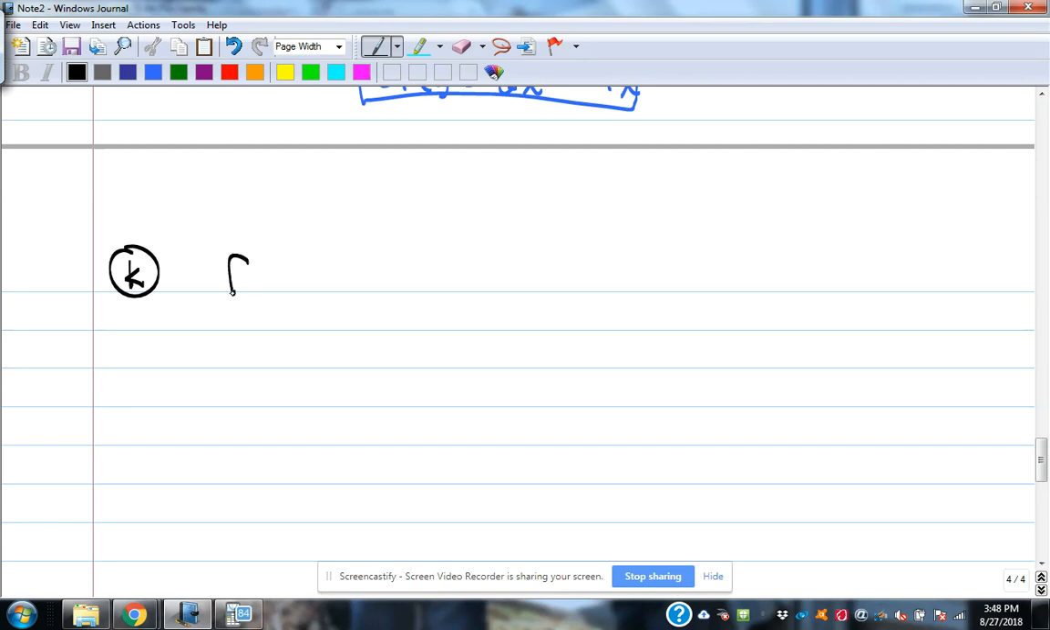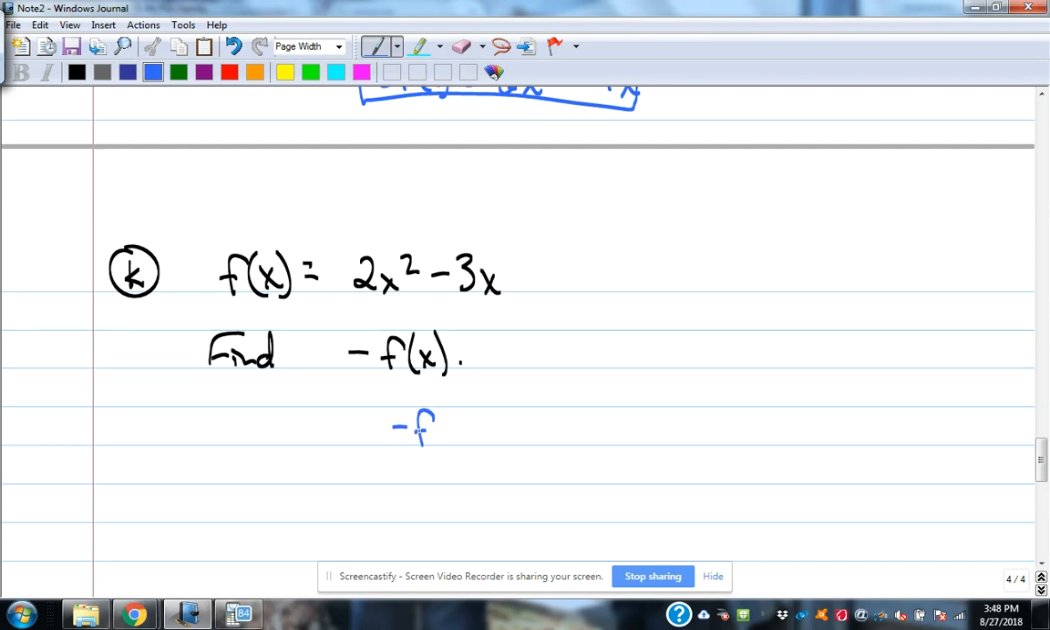So maybe you got the same function, f of x equals 2x squared minus 3x, and they just want us to find something. It seems so simple, but they write it and we lose it. Negative f of x. What does that even do? Changes the sign of the whole equation. That's exactly all that it does. So that would be negative 2x squared plus 3x. That's all that it does.